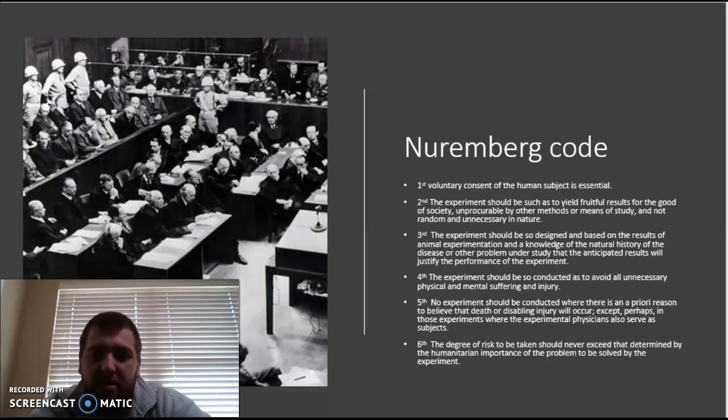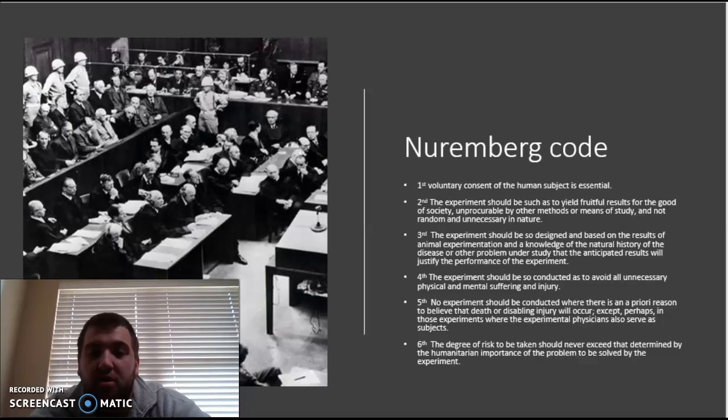The first six of the Nuremberg Code: First, voluntary consent of the human subject is essential. Second, the experiment should be such as to yield fruitful results for the good of society, unprocurable by other means or methods of study, and not random and unnecessary in nature.